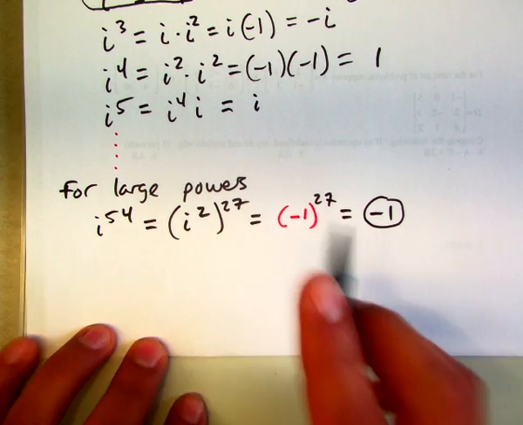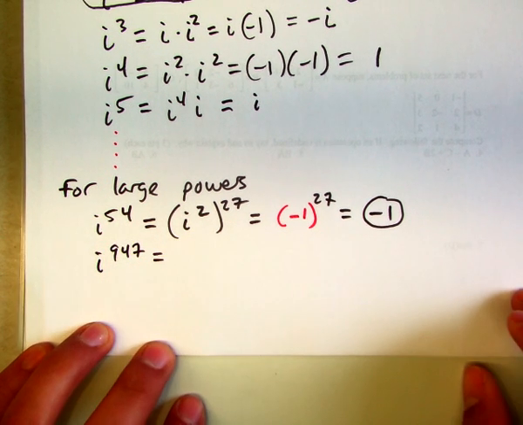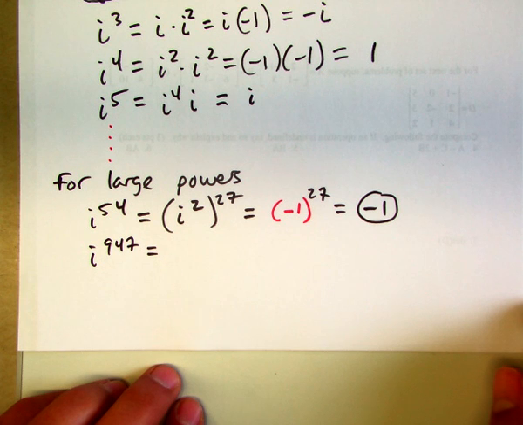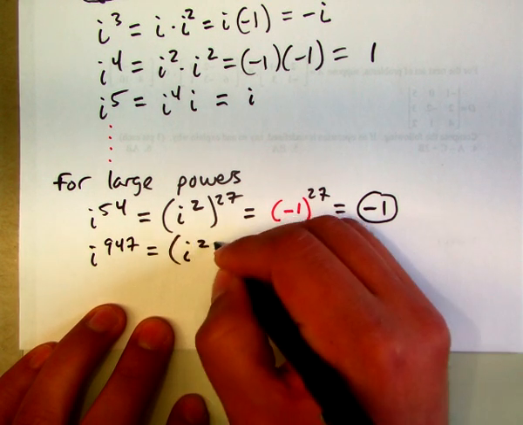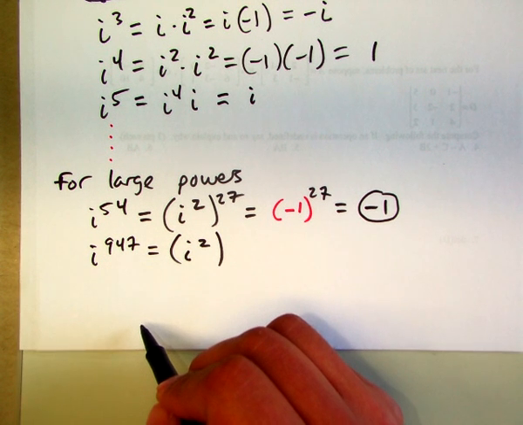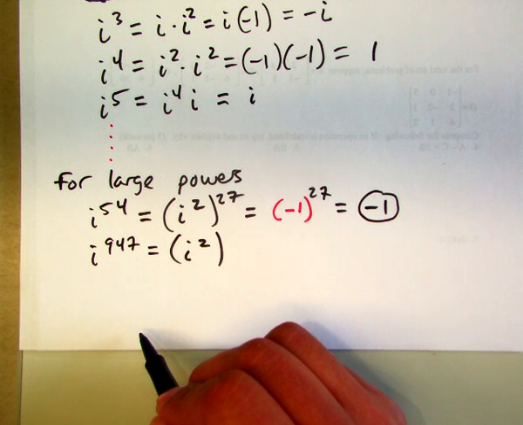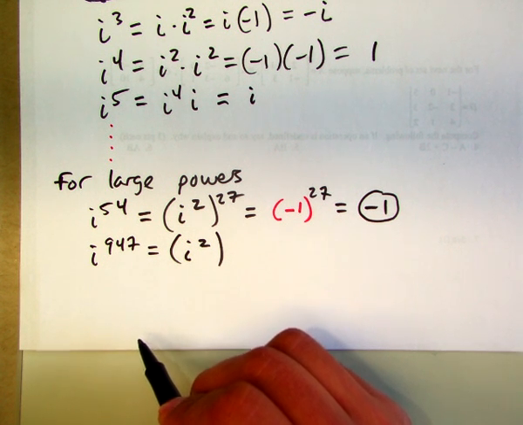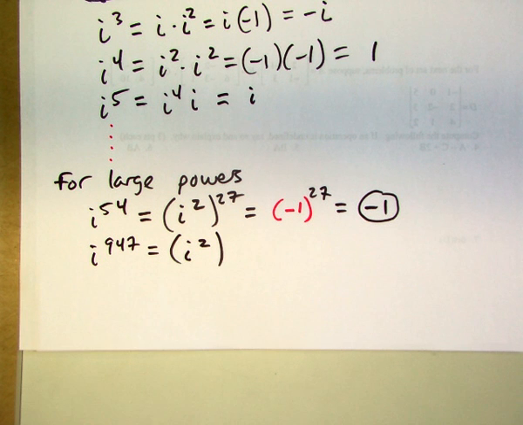Okay. Let's try one more. i to the 947. I always, again, think about i squared first. See how many of those you can fit into 947. You can't fit any. Let's do 3. How many, John? 3? Yep. Not quite. 5. Well, go by 946 and have one left over. So, yeah, 2 goes into 946 evenly with 1 left over.